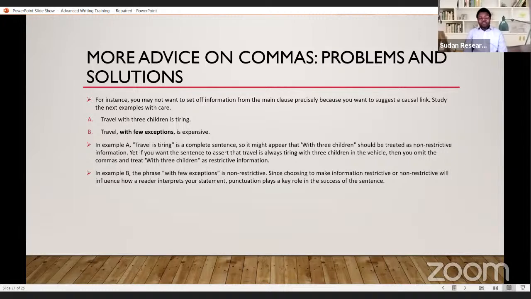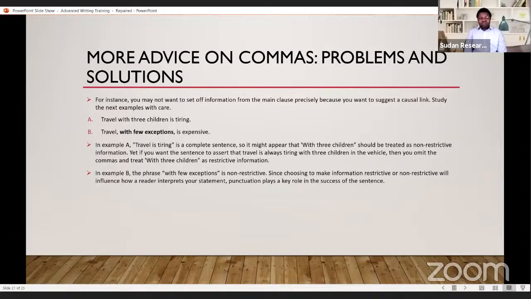In example A, travel is tiring is a complete sentence. So it might appear that with 3 children should be treated as non-restrictive information. Yet, if you want the sentence to assert that travel is always tiring with the 3 children in the vehicle, then you omit the commas and treat with 3 children as restrictive information. In example B, the phrase with few exceptions is non-restrictive. The first one is restrictive, as we explained, and the second one is non-restrictive.